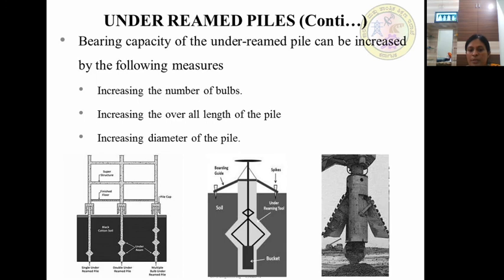Disadvantages of under-reamed piles. They are not suitable for waterlogged soils as they take load by friction. These piles need strict quality control and regular supervision during construction. Most of the time, under-reamed piles are driven manually with hand-operated machines. These are the advantages and disadvantages of under-reamed piles.